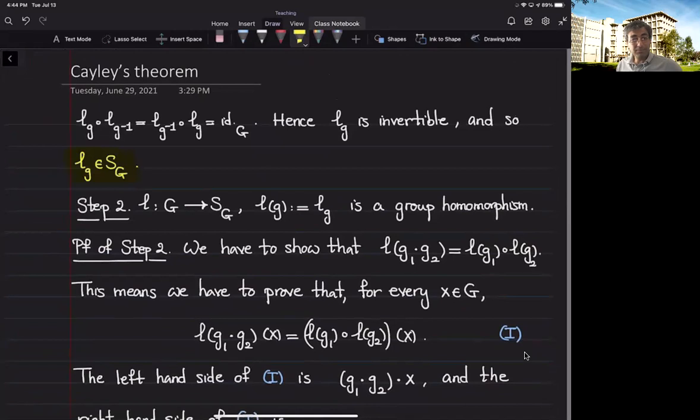Now I am ready to get a function L from G to S sub G. This function is nothing special. When I feed it an element, it gives me this bijection that we have produced. We know that L sub G is a bijection from the set G to itself. Now I give it G, it gives me this bijection. My claim is that this function L is a group homomorphism.